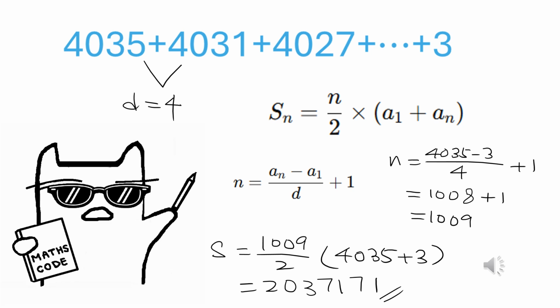n equals 1009. Now that we know n is 1009, we can find the sum of the sequence using the sum formula. Therefore, the sum of the sequence equals 1009 over 2 times (4035 plus 3), which equals 2,037,717, and we get the answer.